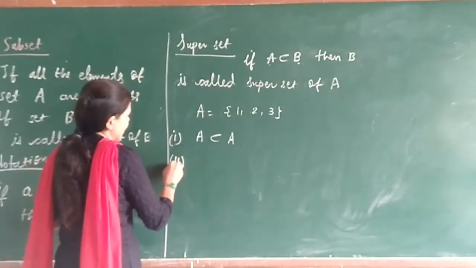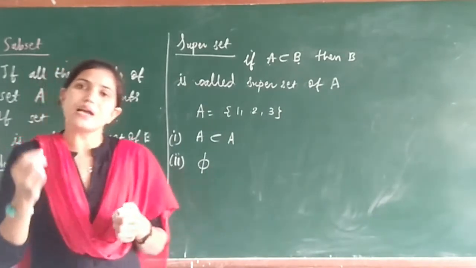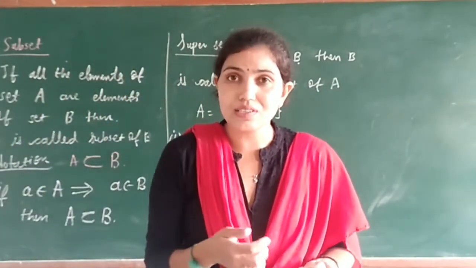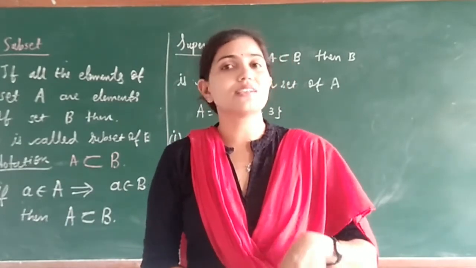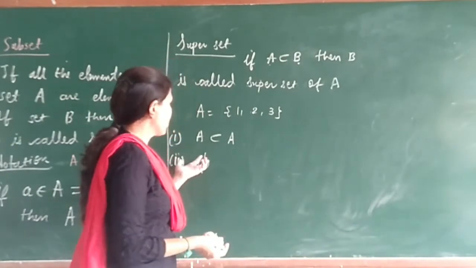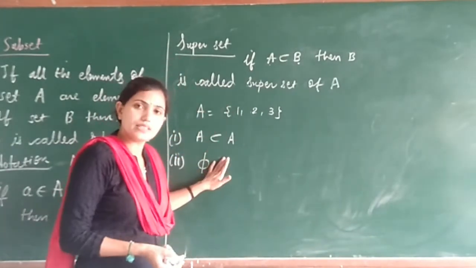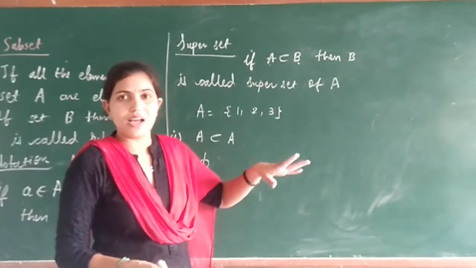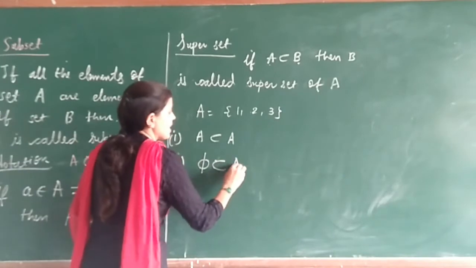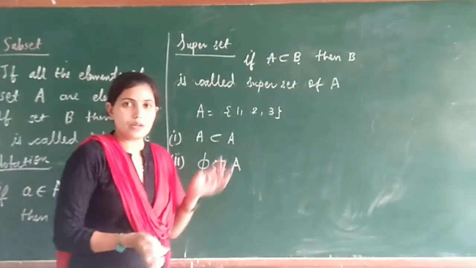Second, empty set. So what can we say about the empty set? Is the empty set a subset of any set? Then the answer is yes, because the empty set does not consist of any element. So how can we write that all the elements are here? This is considered as yes, all the elements of phi are in A. So phi is a subset of the set A. For any set A, phi is a subset of A.